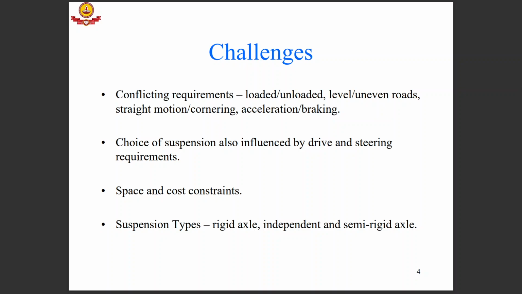So there are three types of suspensions which we will be discussing. First is a rigid axle, second is independent, and third would be semi-rigid axle.